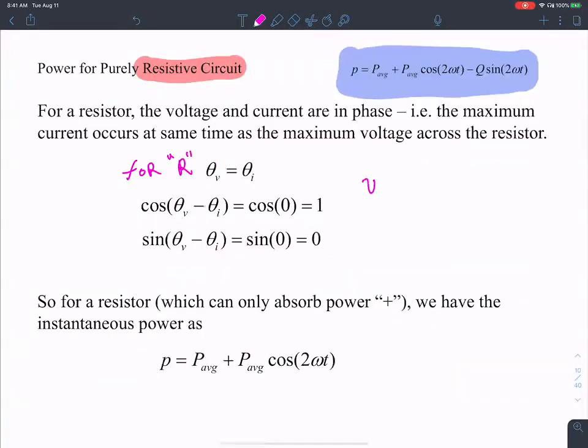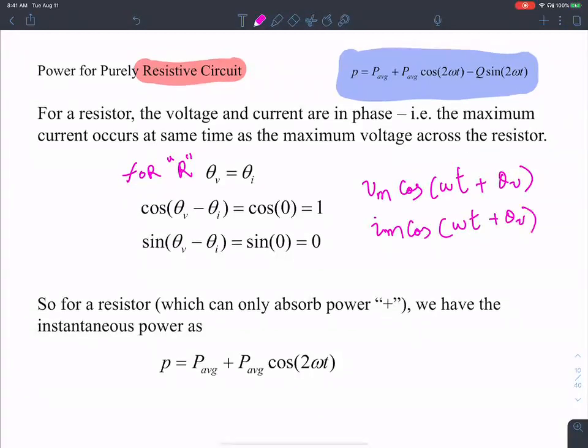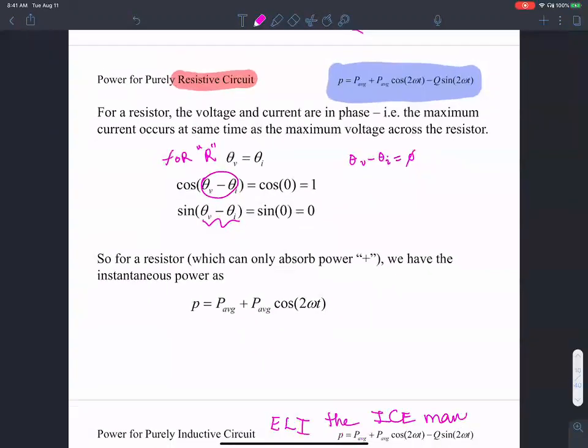So if voltage was Vm cosine omega t plus theta V, current would be Im cosine omega t plus theta I, which is the same as theta V, because they're in phase. So both the voltage and current have the exact same phase for a resistor. Therefore, I know for a fact that theta V minus theta I equals zero. And we know cosine zero is one, sine zero is zero.